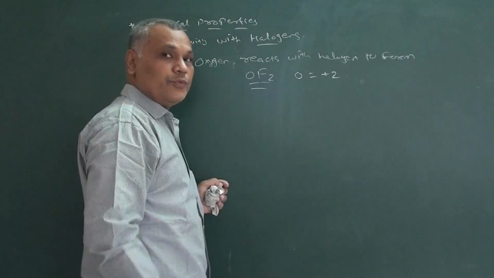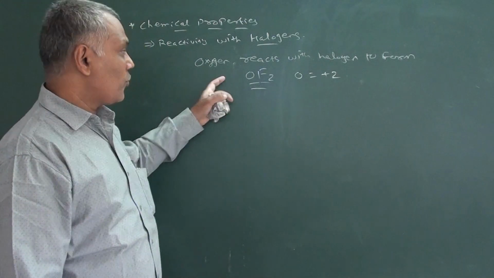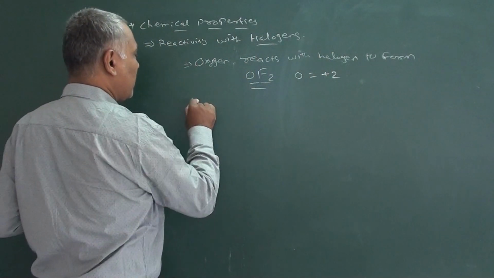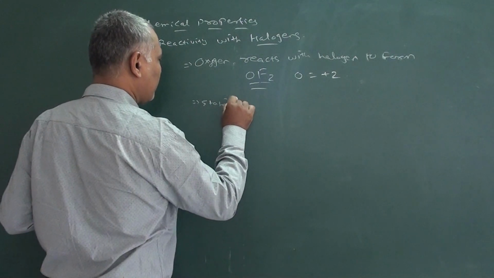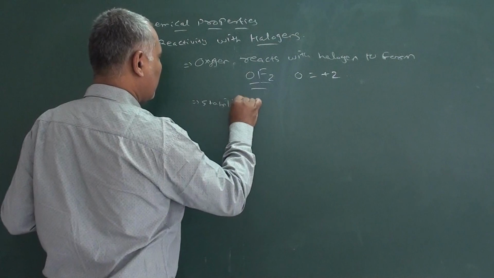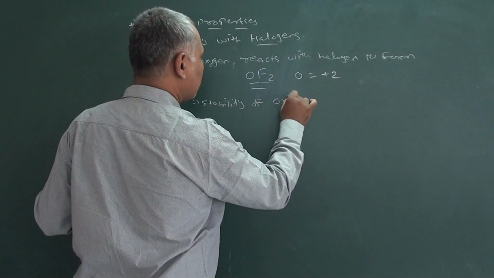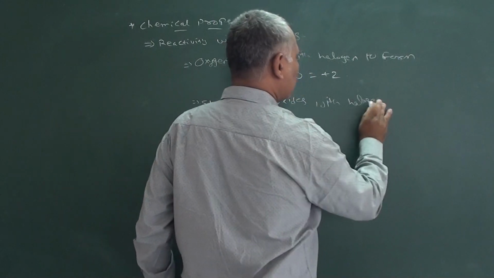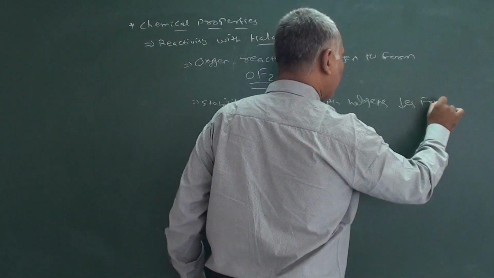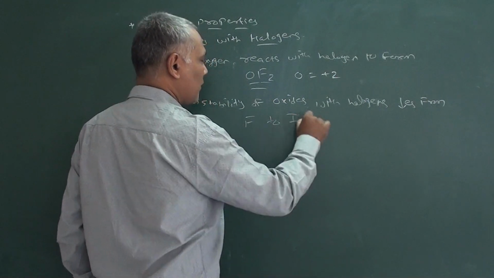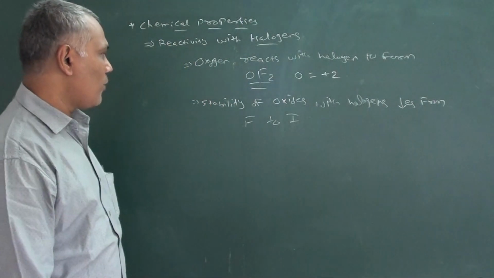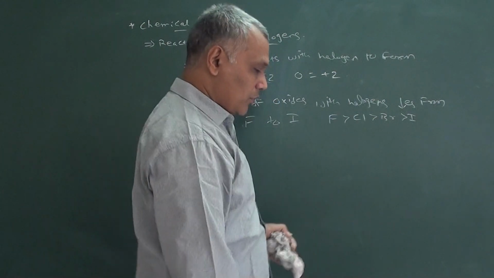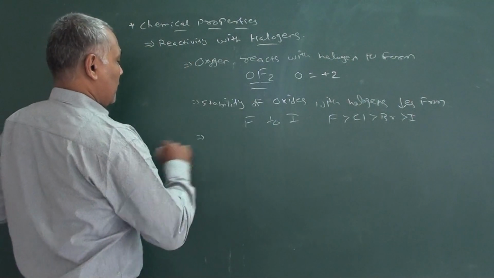With the rest of the halogens, minus 2 oxidation state. Right? Now, the factor that we are getting is stability. Stability of oxides with halogens decreases from F to I. The stability is going to decrease from F to I. That means the stability we are going to get with the oxygens. Right? Another factor of the halogen.